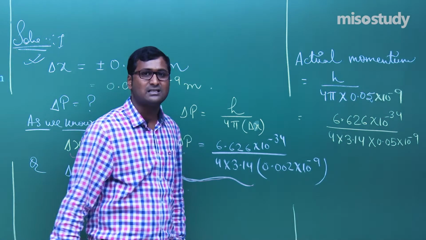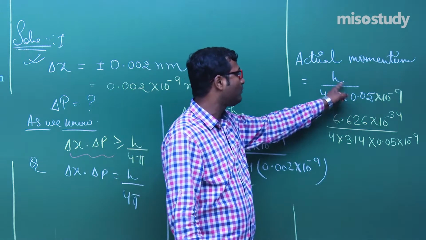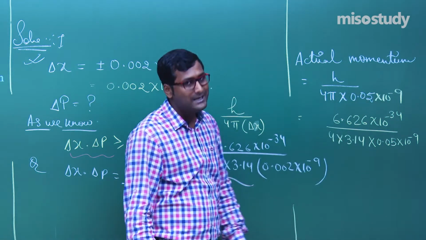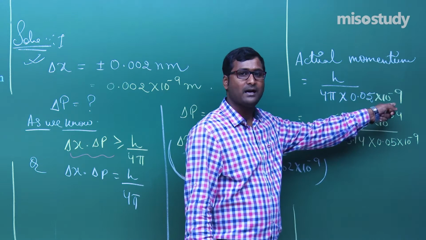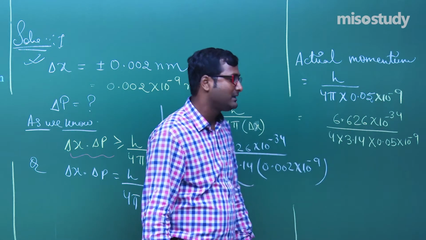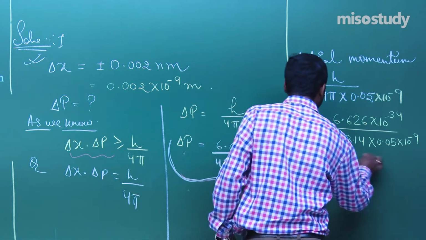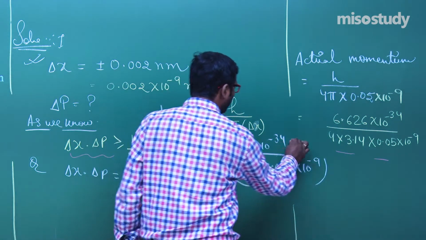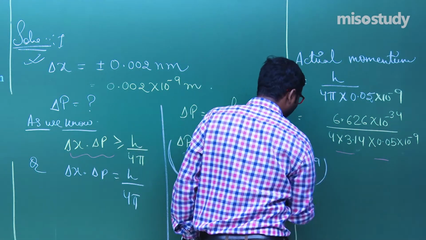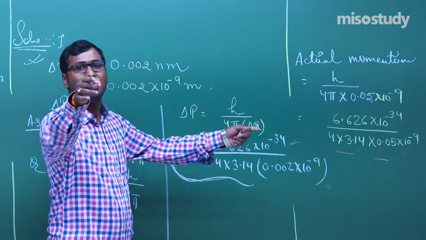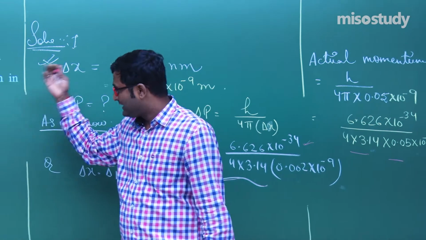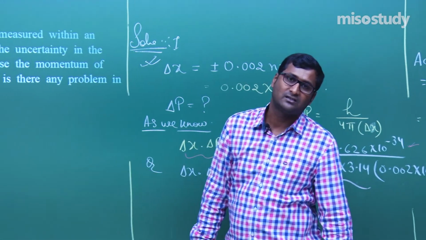In the second part, there is given actual momentum h upon 4 pi into 0.05 nanometer. Put here, multiply 10 to the power minus 9. What do we get after solving? We observe here the numerator is the same but the denominator is different. If the denominator is different, the value differs. So there is a problem in defining this value.